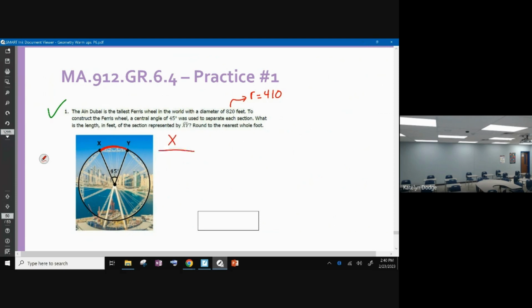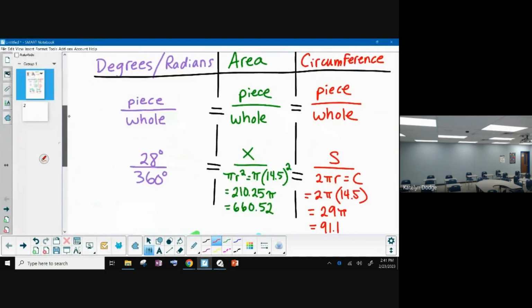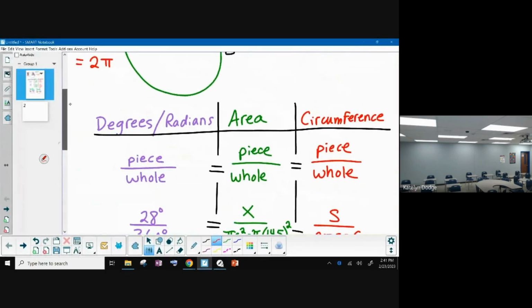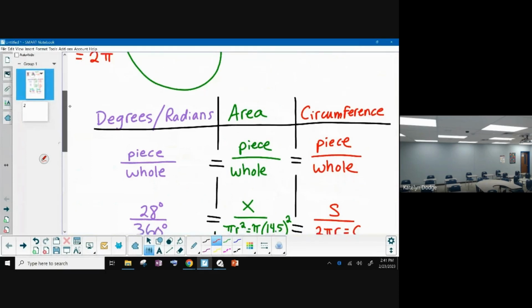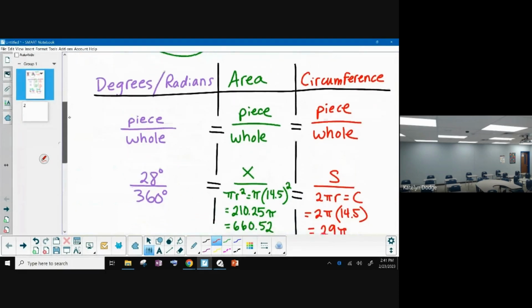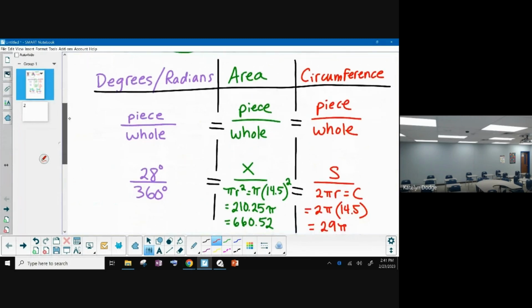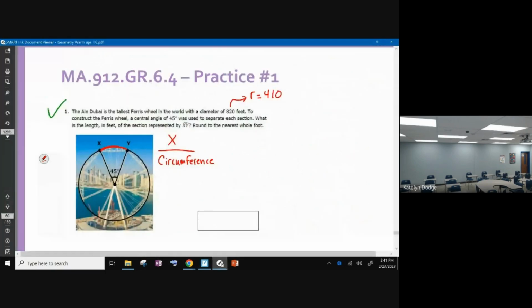So that's a piece that we don't know what it's going to be. I've already started thinking piece over whole. If I'm measuring the length of that outside circumference, and I just want a piece of it, I know that my whole is going to have to be my circumference. Degrees, area, circumference, they all have this relationship to each other, so I'm just choosing the ratio that applies to my problem. My problem is dealing with circumference, not the area, so I'm going to focus on that.